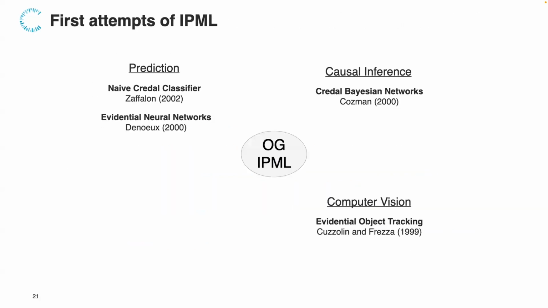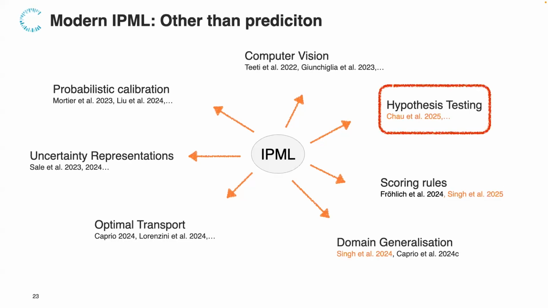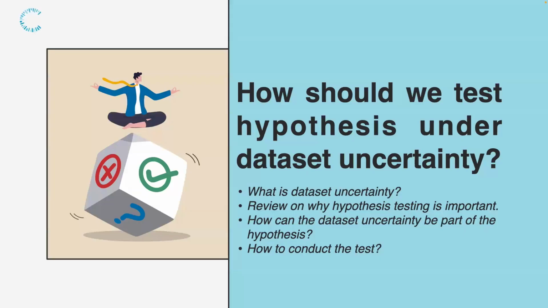So there are some classical attempts in IPML on these domains and by these giants. And in recent years, there are more ML-flavored IPML stuff as well. These slides contain stuff that are mostly on prediction or learning, things that ML people mostly care about for some reason. But other than prediction, there are other domains of ML that are interesting as well. And today I'm going to talk about hypothesis testing. So I hope that gives an overview on IPML.